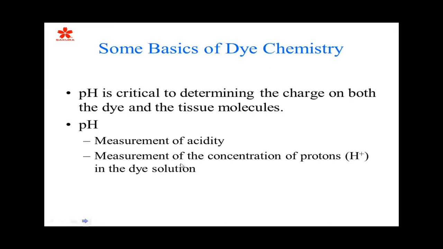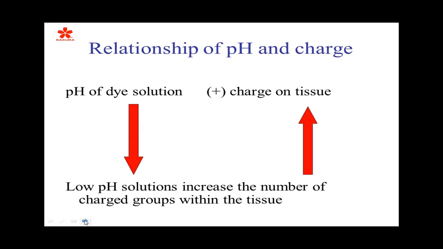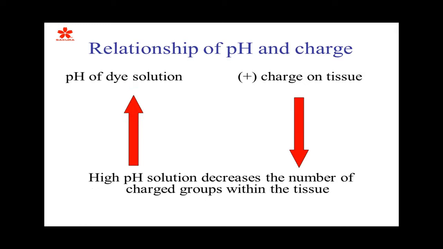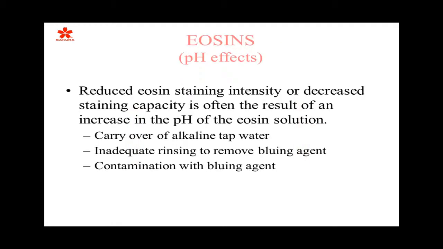So pH is critical, especially with the eosin, to determining the charge of both the dye and the tissues. As the pH of the dye goes up, the charge on the dye comes down, and conversely, as the pH goes up, the charge on the tissues goes down. So this is why it's very important to maintain the pH in your staining solution from beginning to end. Reduced eosin staining intensity or decreased staining capacity is often a result of changes in the pH. Causes include carryover of alkaline tap water, as I mentioned, inadequate rinsing to remove the bluing reagent, and contamination with bluing reagents.